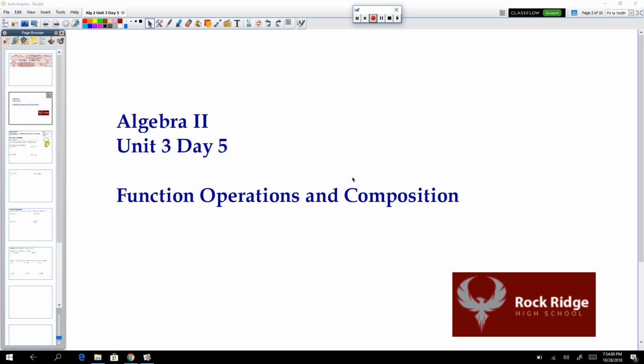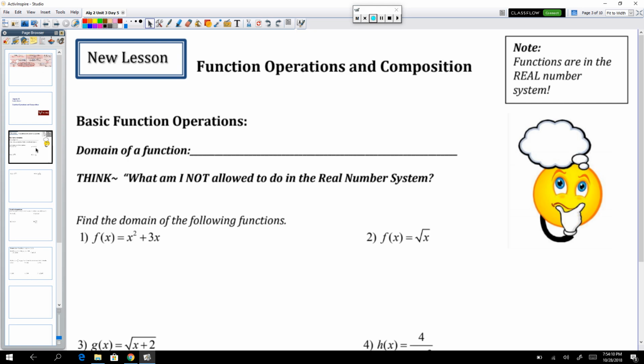Today we're going to talk about function operations and composition. These two things are going to be talked about with respect to the algebra today. Next day we're going to talk about the graphical operations and composition. Before we do the operations like addition, subtraction, multiplication, and division, we need to talk about something specific to the domain.